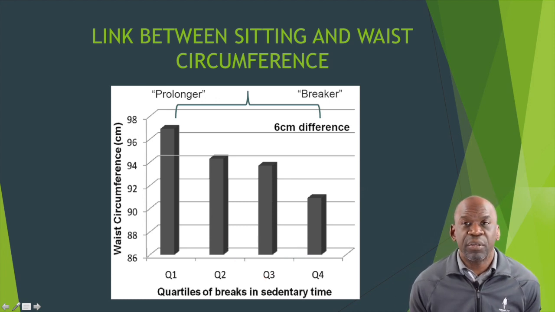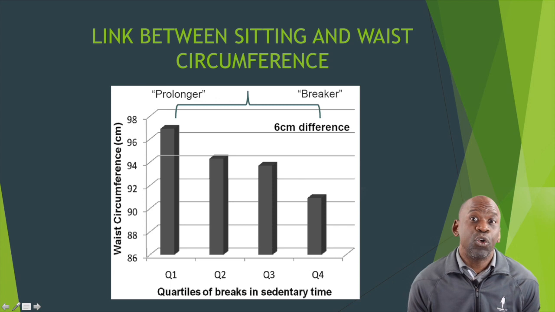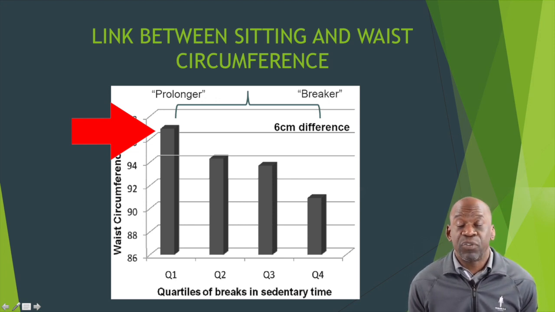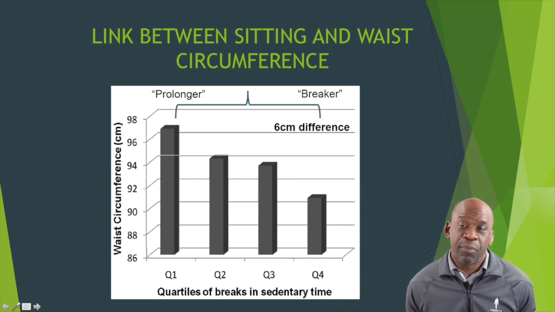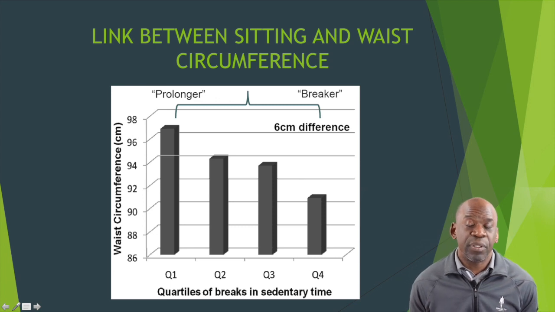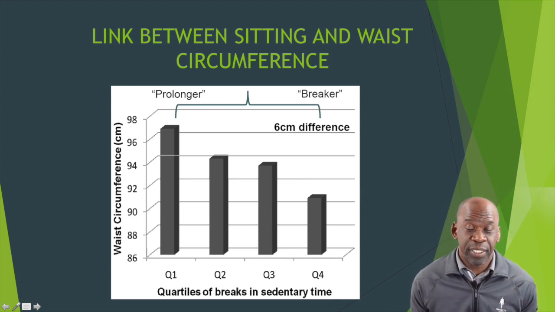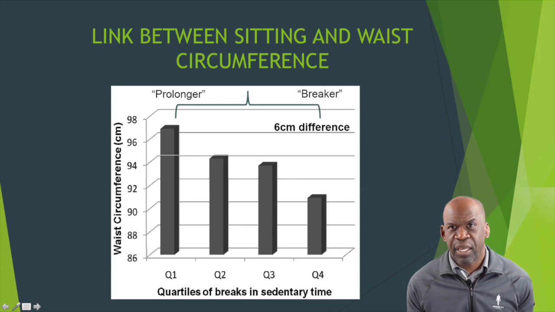And we can see here that when all other factors are matched, such as age, sex, smoking, etc., the waist circumference of those who were sedentary for extended periods of time, or in other words, prolongers, was significantly larger than the waist circumference of those who were intermittently active, or in other words, breakers. So all other factors aside, the more often you take breaks and the more active you are throughout the day, the smaller your waist circumference is likely to be. So if you want a smaller waist, you need to move more frequently. Sit less, move more.